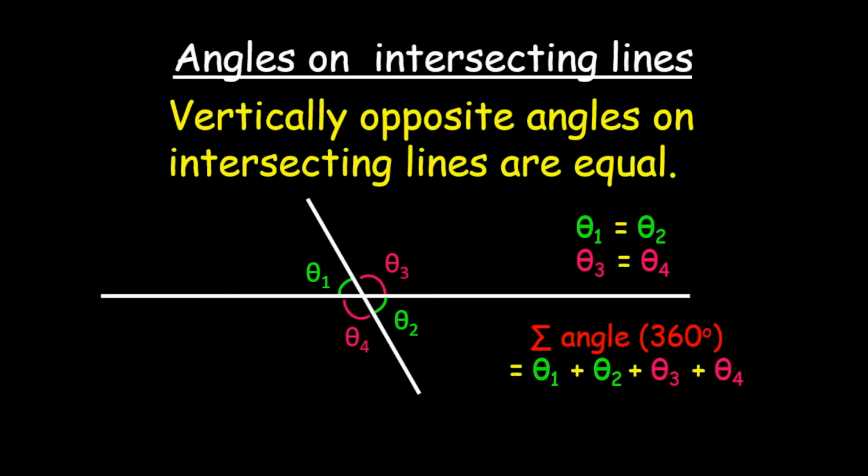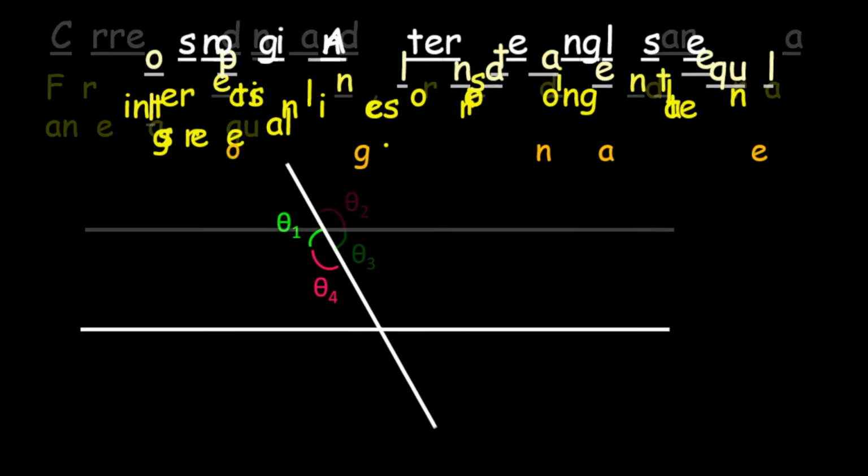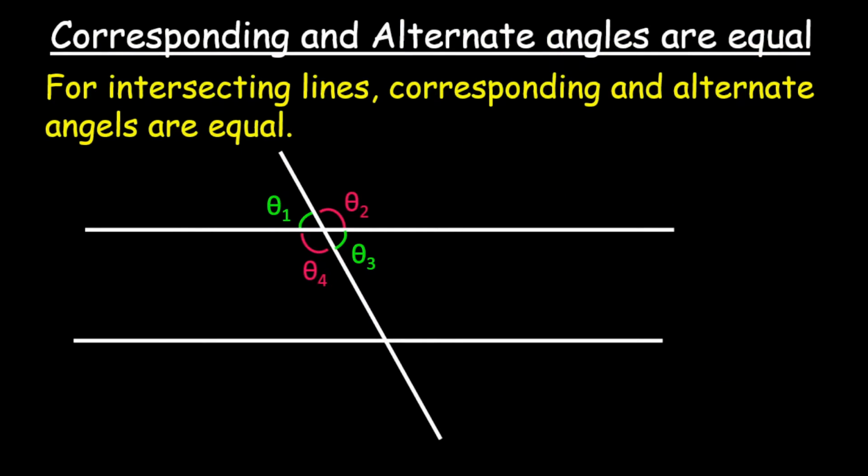On the quick concept here, we're looking at corresponding and alternate angles, and they are all equal. Therefore, for intersecting lines, corresponding and alternate angles are equal. All right, we have the first four angles already labeled 1, 2, 3, and 4. So let us put in the other angles, which are theta 5, theta 6, theta 7, and theta 8.